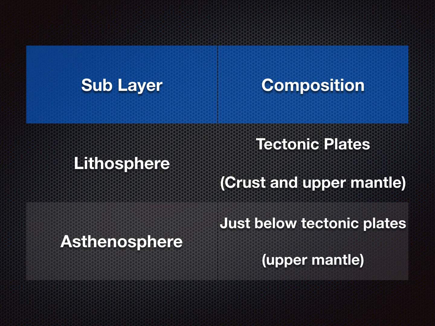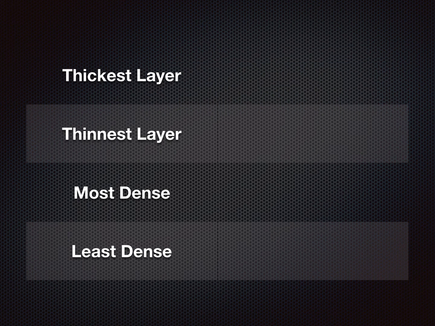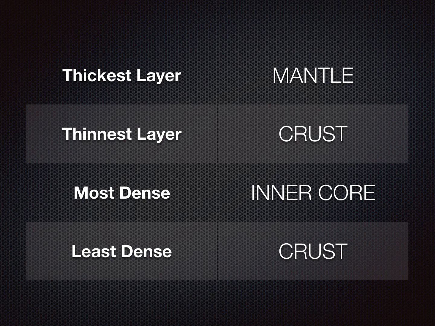Let's move on to the thickest, thinnest, most dense, least dense. You kind of got to know the layers of the earth that each get honored with some of these awards. One of them gets honored with 2, and one gets honored with none. So let's look at this. The thickest layer is the mantle, and the thinnest layer is the crust. The most dense is the inner core, and we'll talk about why that happens in class.